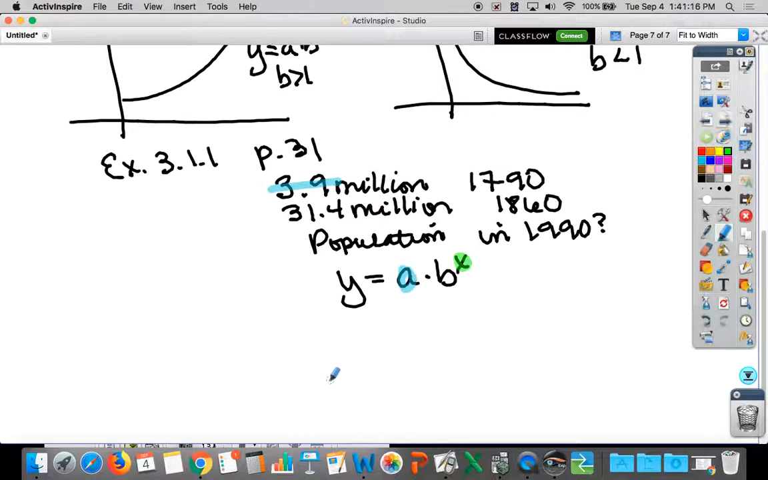The time unit since the beginning or since the start. So what is my X going to be? What are the only time units I'm dealing with up there? Yeah, but what are they? 1860, 1790. Tell me again what my definition of X was. That's after the start. Units, though.